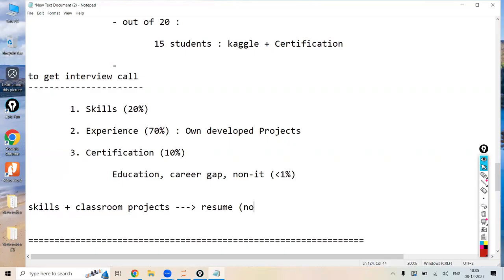Okay, the answer is very clear. It will never get shortlisted. In your entire lifetime, it will never get shortlisted.